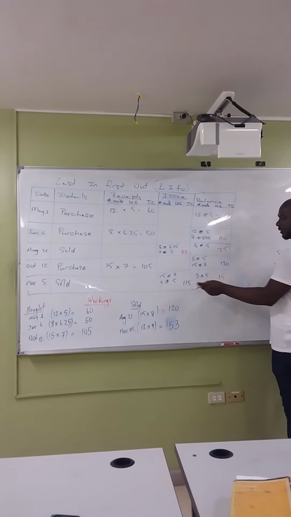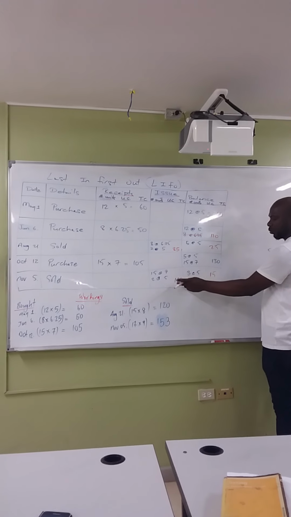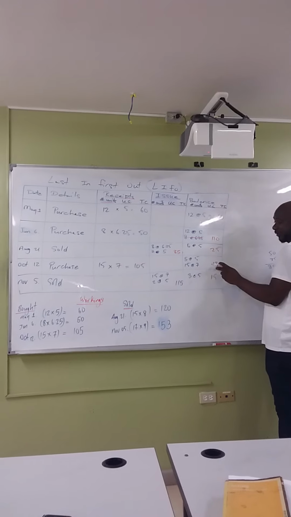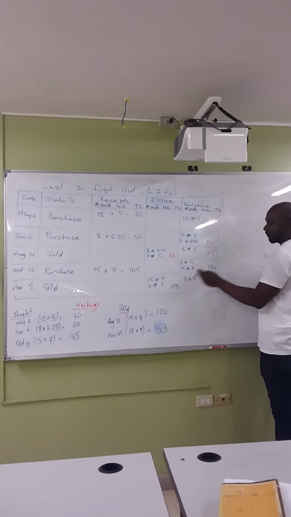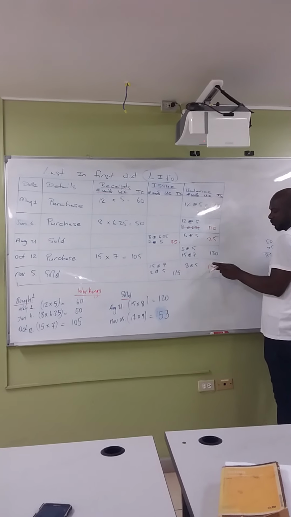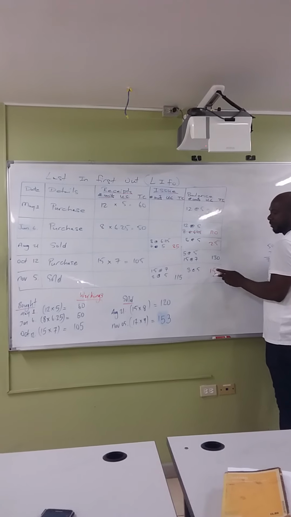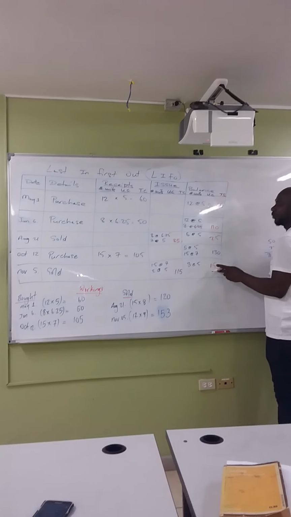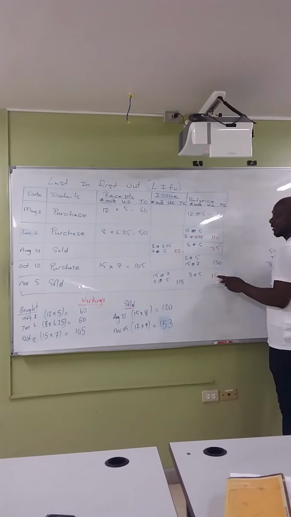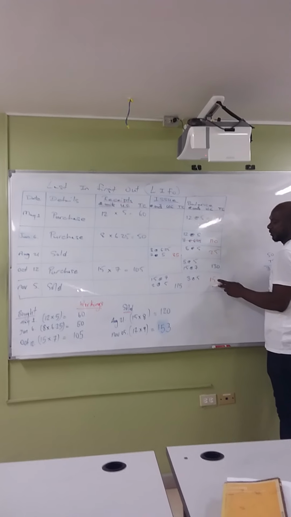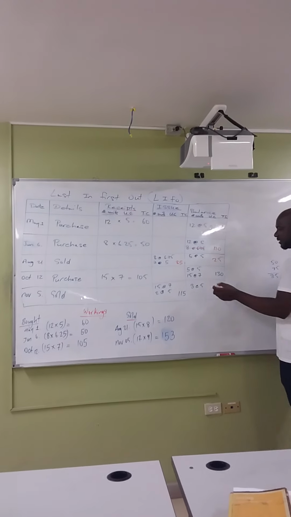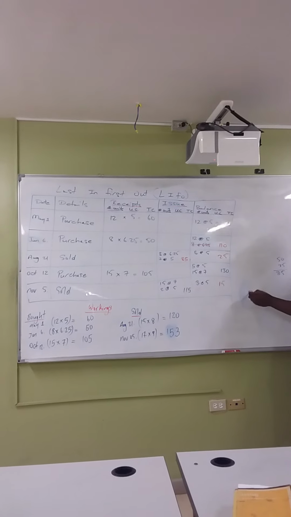And again, the value of your issue was 115. Before, you had 130. So if you minus the 115 from the 130, you get 15, which is going to be your balance. And this is using the last in, first out method.